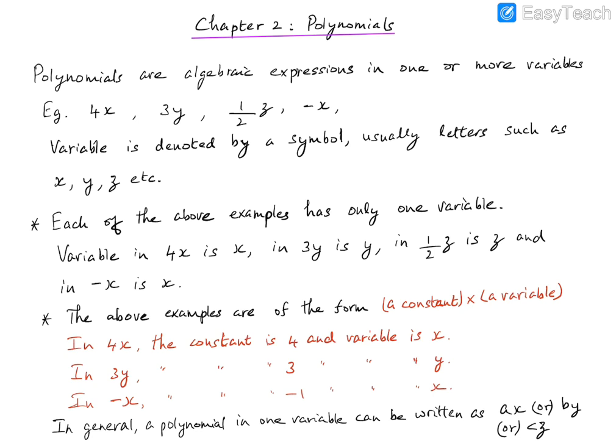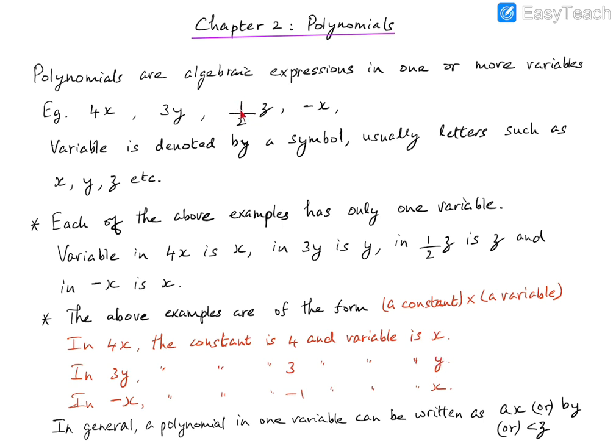Okay, so what we noticed in the previous examples is that all of them have only one variable. So these are basically polynomials in a single variable. So these are all examples of polynomials that contain only one variable. Now, the other thing that we notice is that all of these polynomials have a general form of a constant times a variable. So this is 4 times x. So the number 4 is the constant and the x is the variable. So in 4x, the constant is 4 and the variable is x. Similarly, in this expression 3y, the constant is 3 and the variable is y.